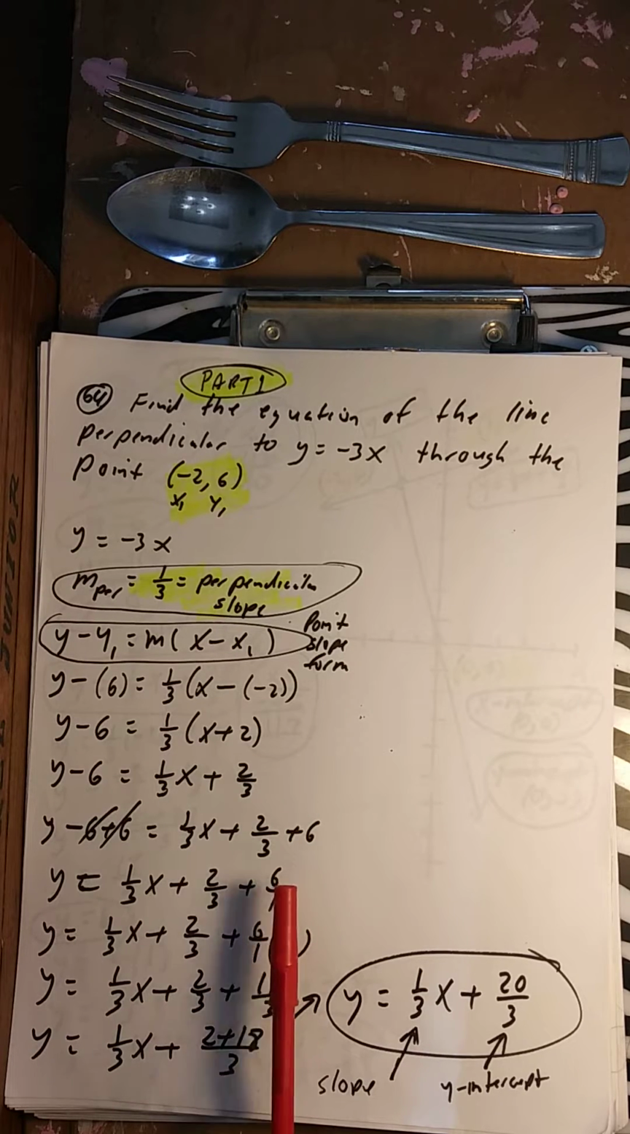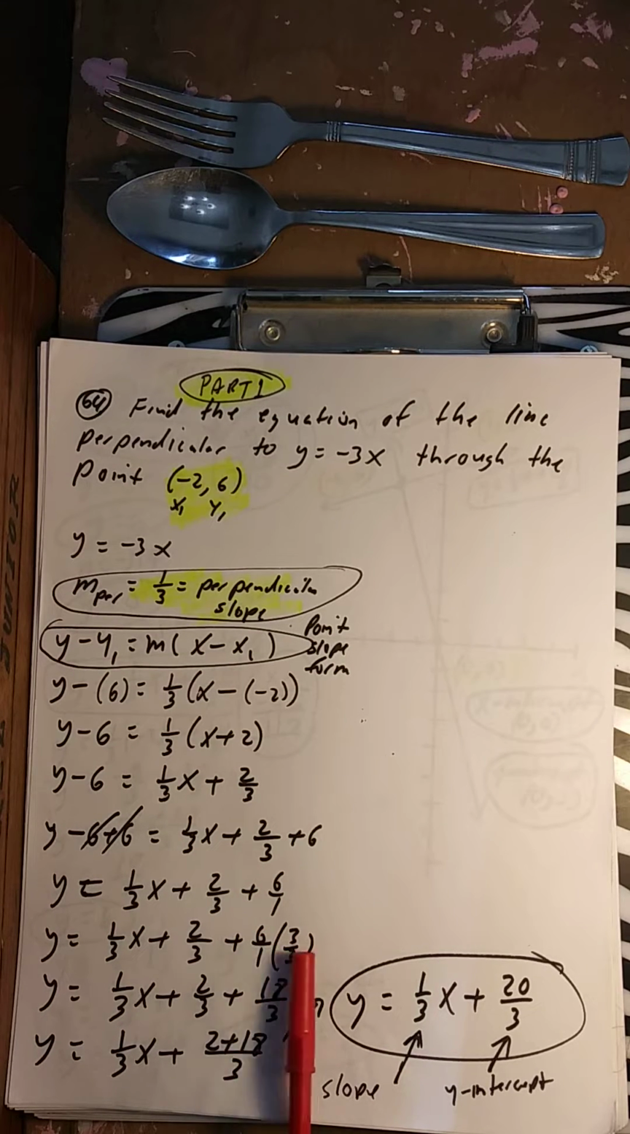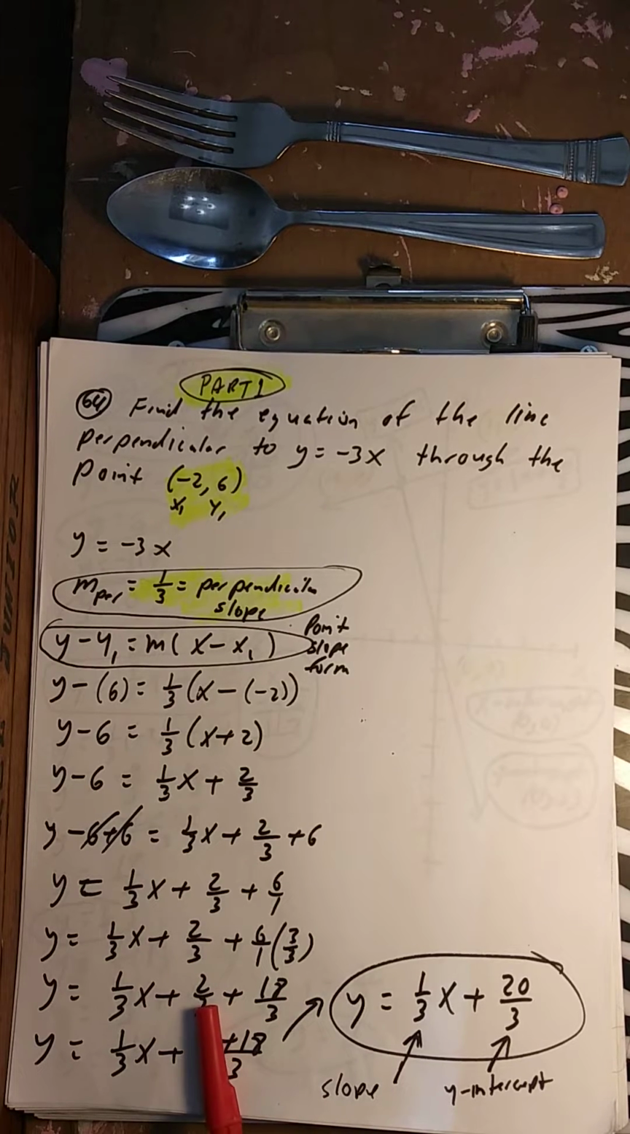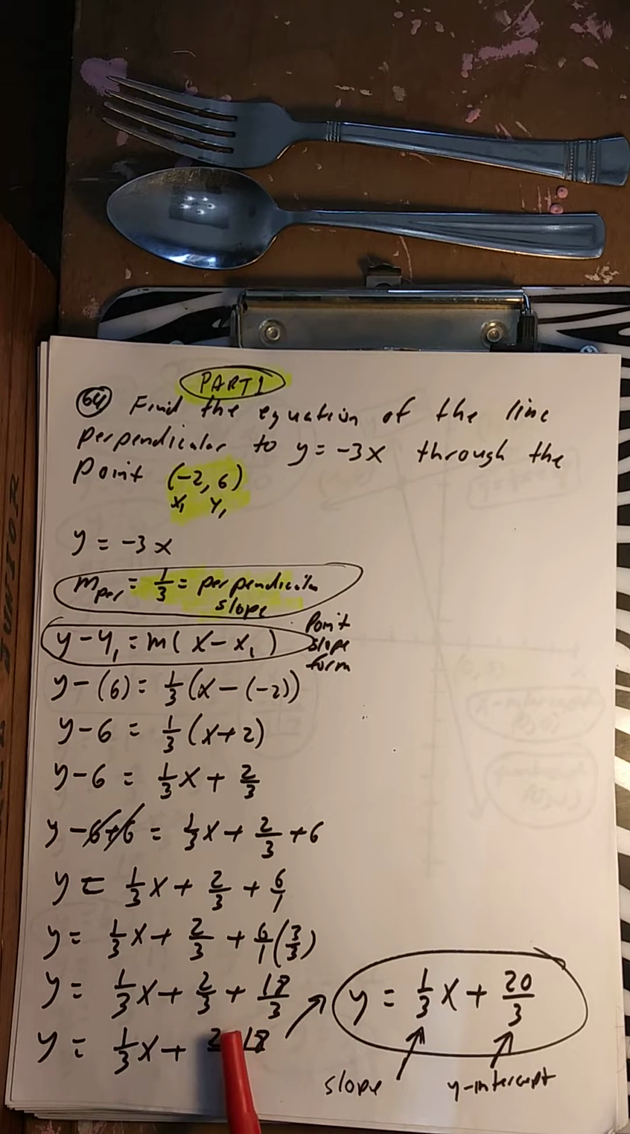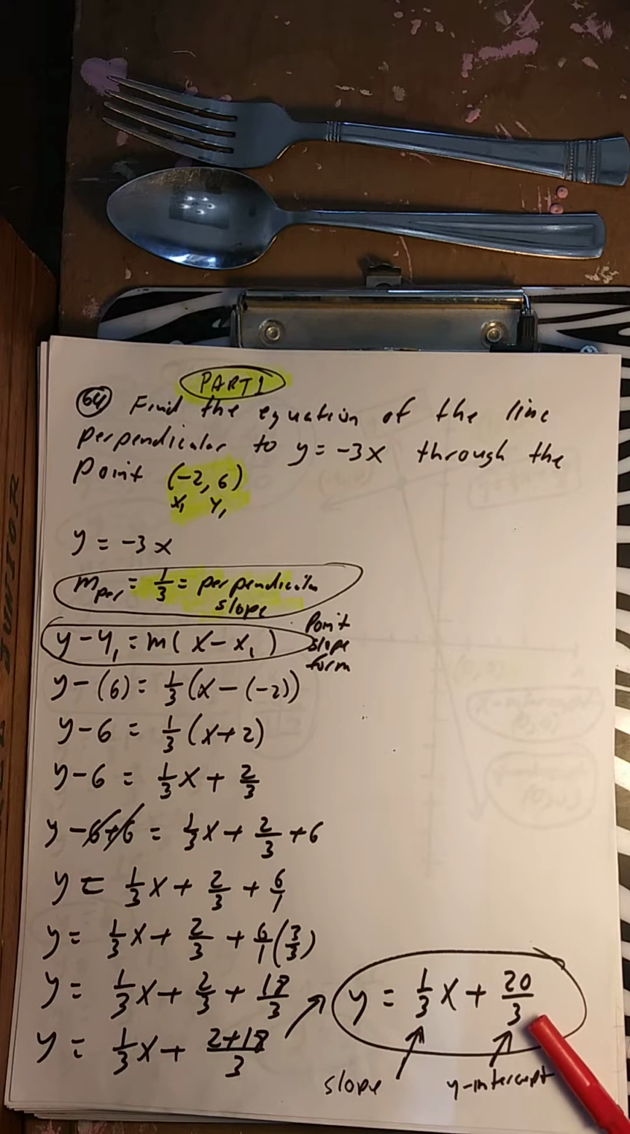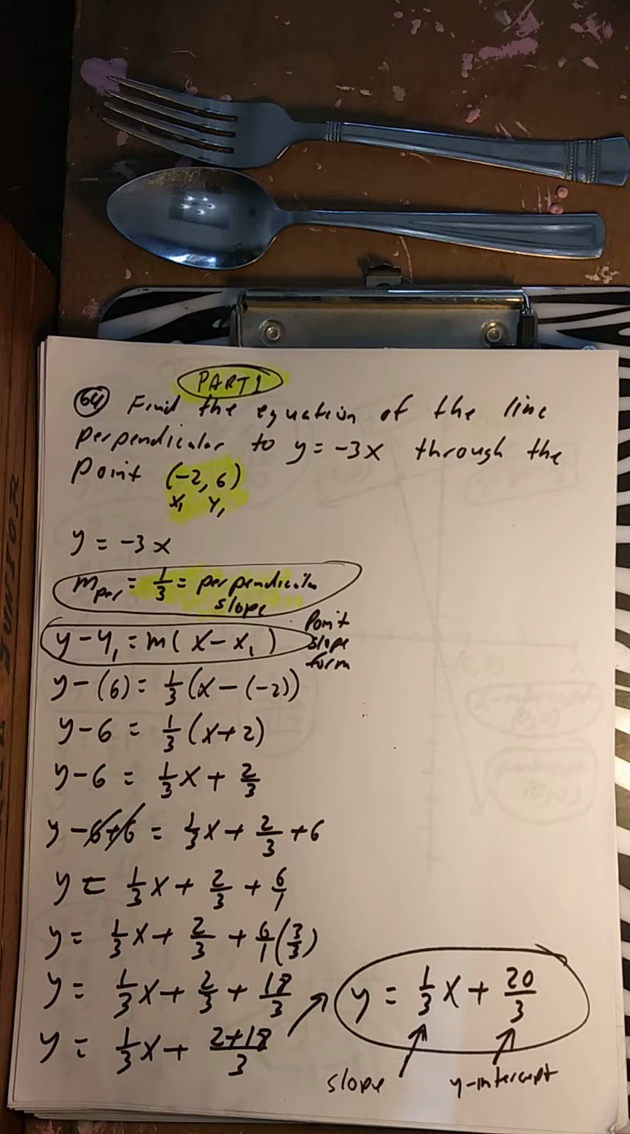Let's fix this. Multiply it by 3, 3. 3 times that, 3 times that. So that's going to give you what? 18 over 3. Now we can add these together right here. It's one fraction. 2 plus 18 over 3. So y equals what? 1/3 x plus 20 over 3. The slope, the y-intercept. And this is the line that's perpendicular to that one up there.